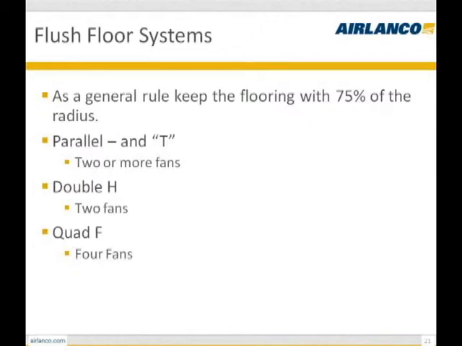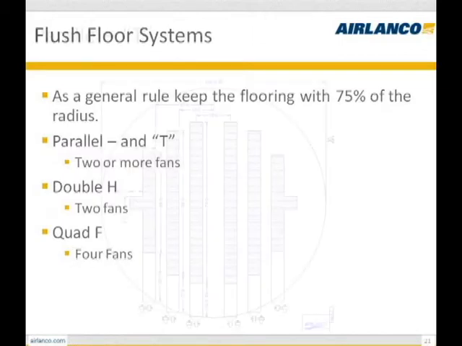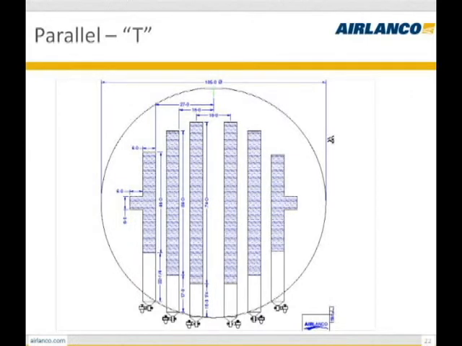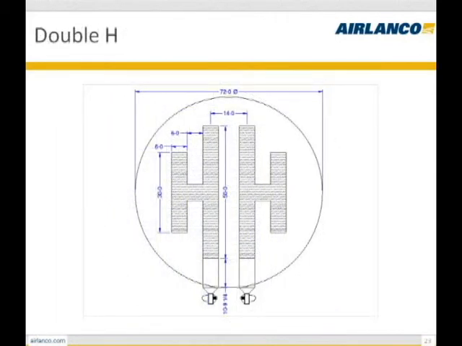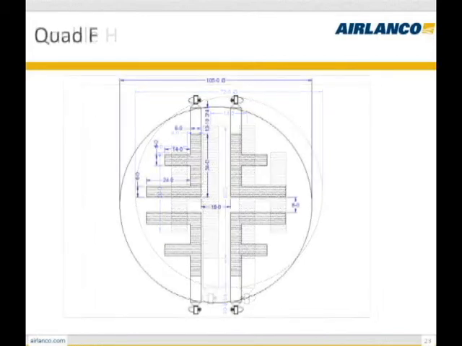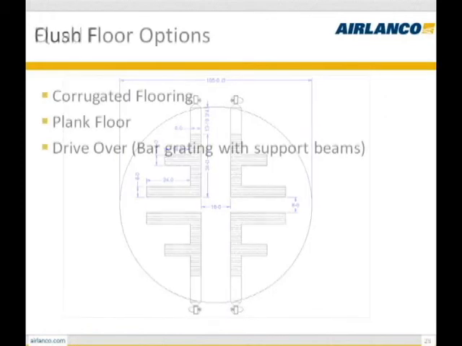And I just want to throw out a couple samples of different kinds of flooring systems. People have their own preferences. No one's doing anything better than the other one. Just some common names. This is a standard parallel system, from a large 105-foot tank that has six fans. Sometimes people call that a T, because the outside edge gets a little pop shoe on that. Here's a double H, and then here's something like a quad F. And these are all common. You guys have probably seen these things. I just want to throw them in there real quick.